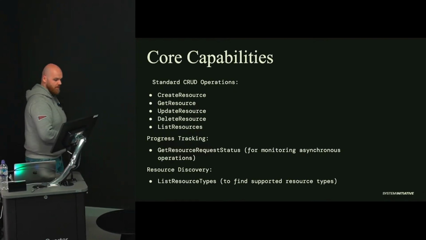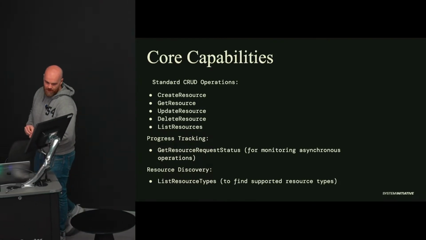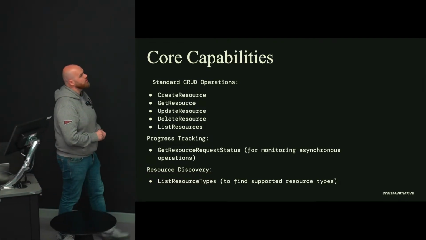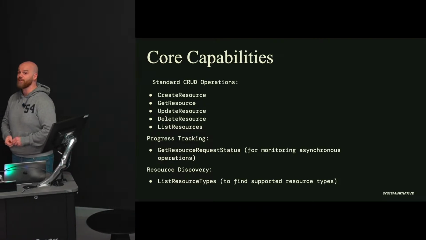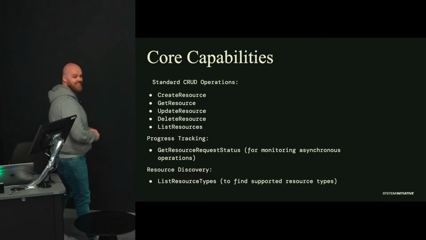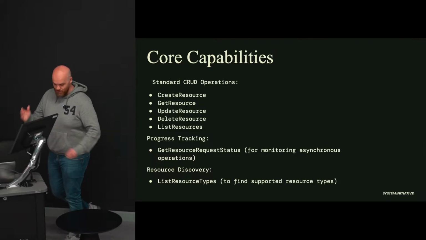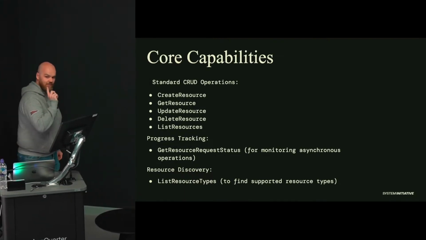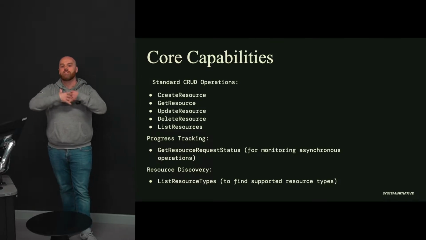Now, its core capabilities is it gives you five APIs out of the box, okay? It gives you create, it gives you get, it gives you update, delete, and list. But then it also allows you to do progress tracking, okay? Because not all operations in the cloud act correctly, and sometimes there is eventual consistency that you need to poll on. So it gives you the API to do that. And lastly, it does allow you to find the resource types. In System Initiative world, we call this discovery.